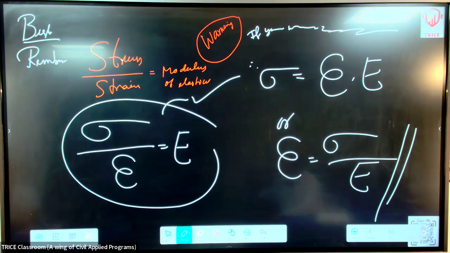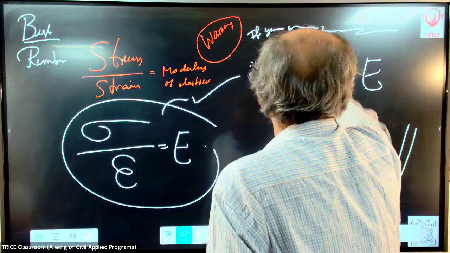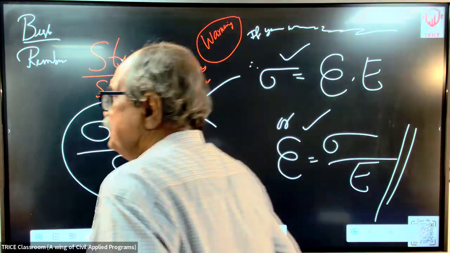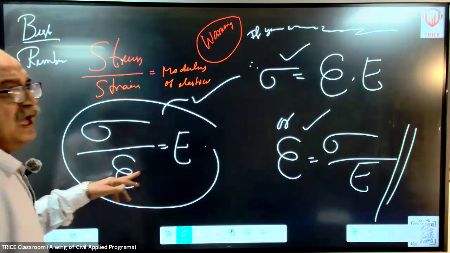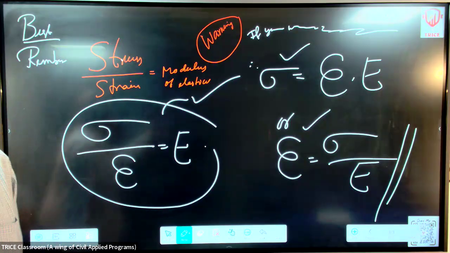So now I will tell, sitting here, you remember one thing. Stress divided by strain equal to Young's modulus. That's all. See there, big I wrote. Sigma stress by epsilon strain equal to Young's modulus E. Remember this one, you get these two very easily. Now onwards, remember, I will not waste time. I will give a numerical now.